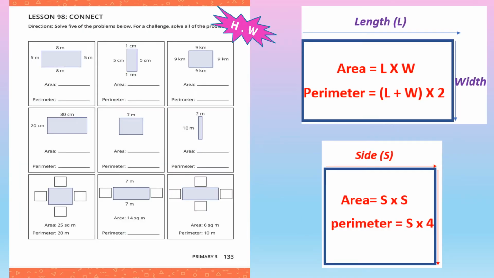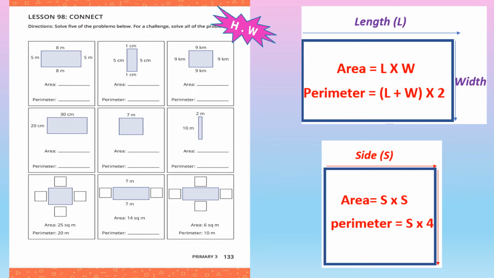Lesson 98. Let's remember the rules of the area and the perimeter of a rectangle and square. The area of a rectangle equals length times width, and the perimeter equals length plus width all times 2. The area of a square equals side length times itself, S times S. The perimeter equals S times 4, side length times 4.